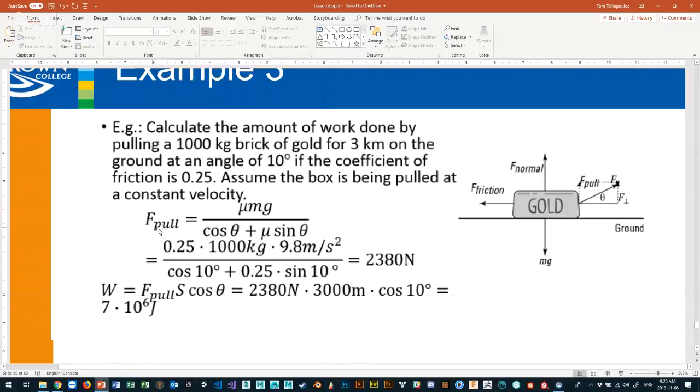Again, if you think about this, the force of the pull is equal to mu times mg, mu being the coefficient of friction, times the normal force, mg, right? And now this is interesting. It says over cos theta plus mu sine theta. Why is this the case in this case?